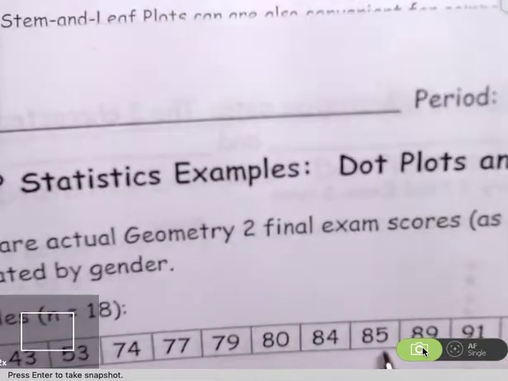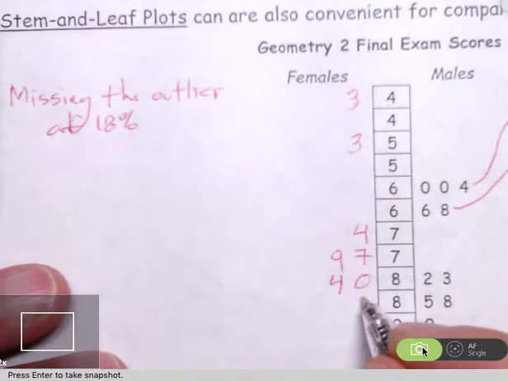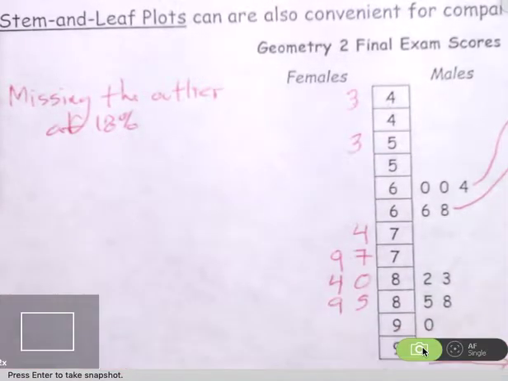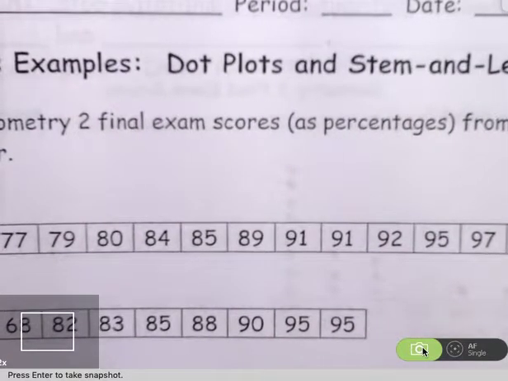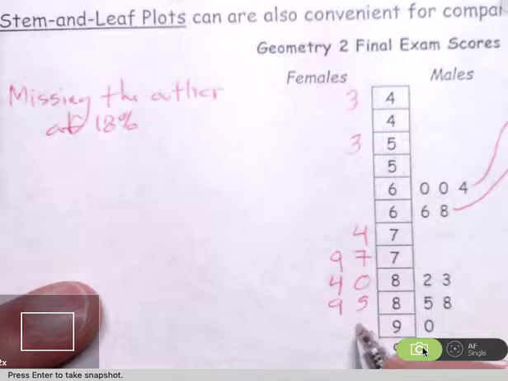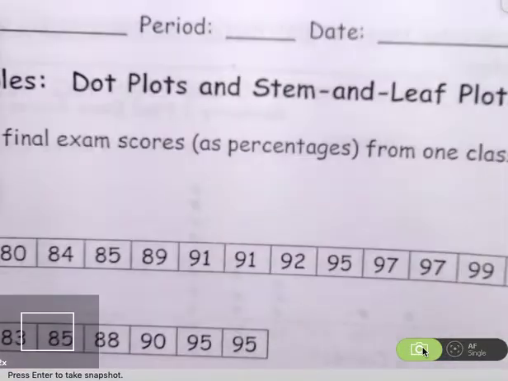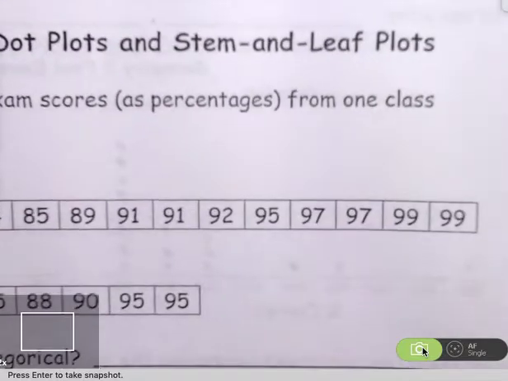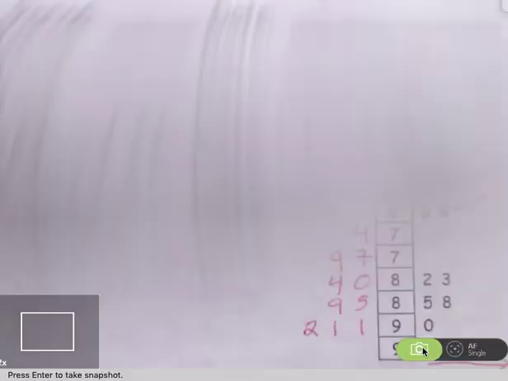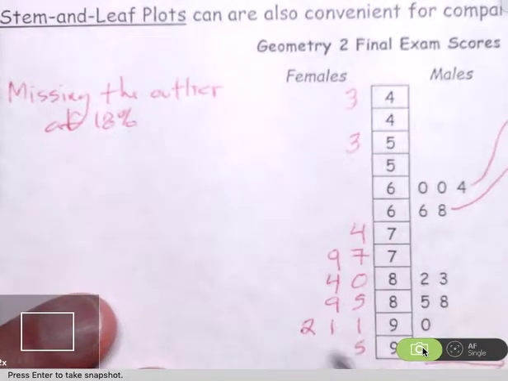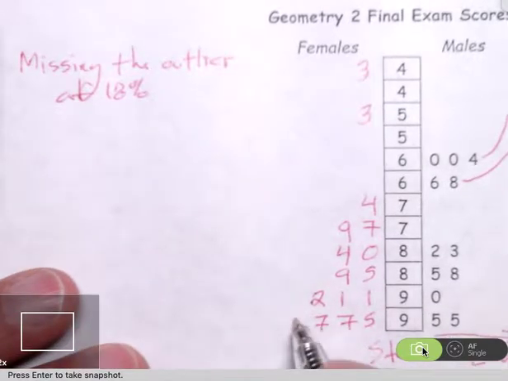So in the high 80s, that would include the 85 and the 89. And now we get into the 90s. So there are 2 91s and a 92. And then the last leaves, there are quite a few here. There's a 95, 2 97s, and 2 99s.